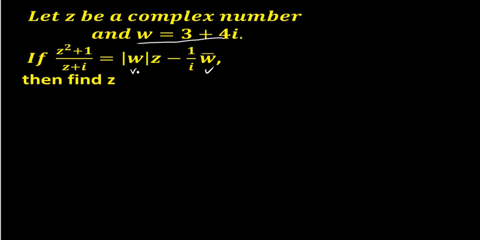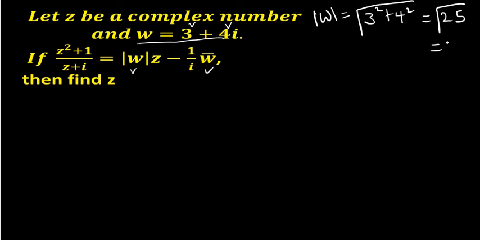The modulus of w and the conjugate of w. Let's find it. The modulus of w means square each of them, the real part and the imaginary part, and add them in the square root, which is the square root of 3 square plus 4 square. You know, 3 square is 9 and 4 square is 16. When you add, it's going to be 25. 25 under the square root is going to be 5. This is the modulus of w.